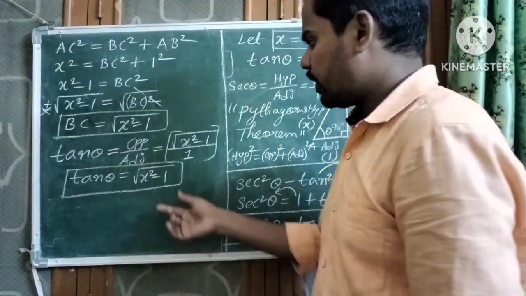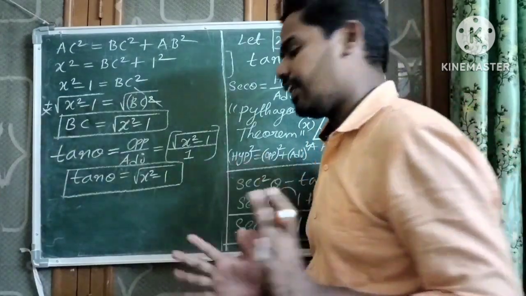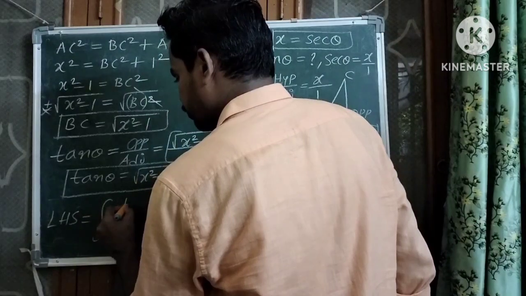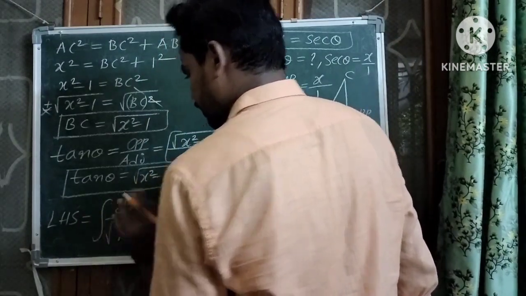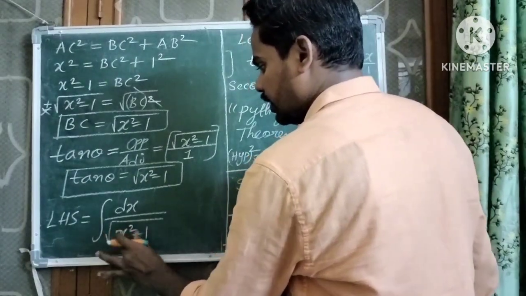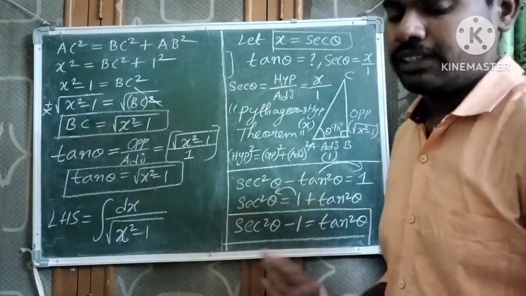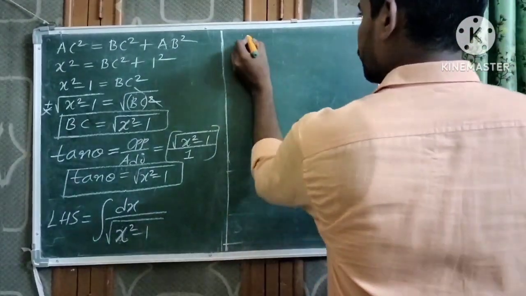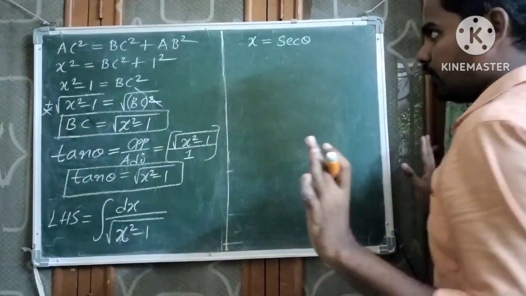Why did we calculate tan theta? First of all, let us consider LHS. Let me write LHS once again. LHS equals integral dx by root over x square minus 1. This is my LHS. We need a formula for this. Let's proceed further. We consider x is equal to secant theta, okay?